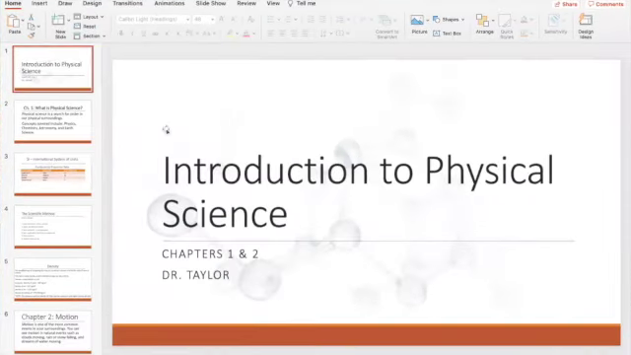So again, these slides are summarizing what is in the chapters. However, it's not a substitution for reading the actual book. You're going to get the most knowledge from those readings of the chapters.